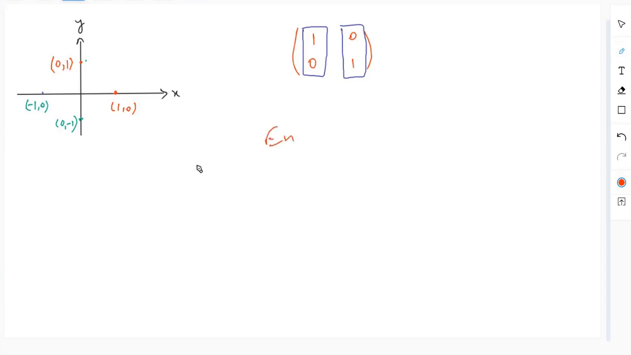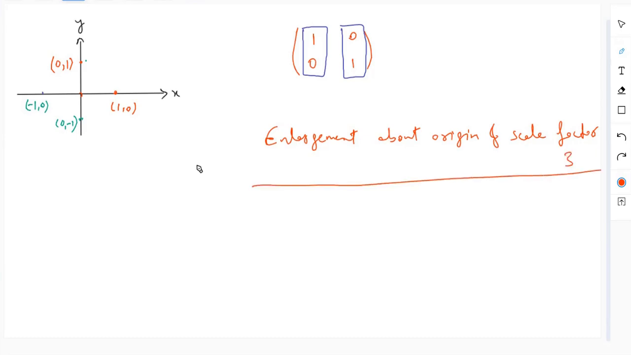So let's say हम कहते हैं enlargement about origin. यहाँ पे भी center of enlargement जो है that will just be the origin. वो ही रहेगा. Scale factor जो है, let's assume the scale factor is 3 for now. ठीक है, let's say हम scale factor 3 लेते हैं. अच्छा, scale factor 3 होता है तो क्या होता है?